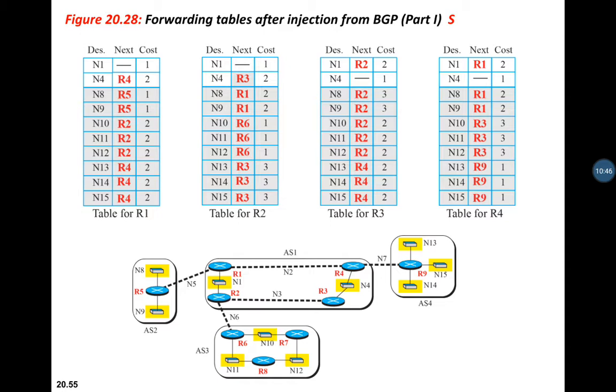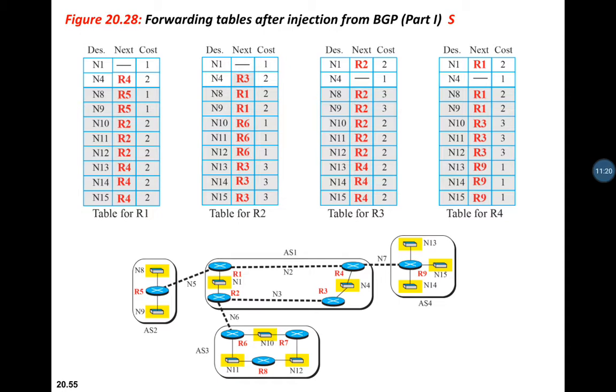You can see that it is 1. Next, N9 also it is 1. And N10 you can see in autonomous system 3. Here it is N10. It is through R2. Next is R2, the router, and the cost is 2. Similarly, N11, N12 is also 2. N13, 14, 15 is also 2. That is how the cost is written.